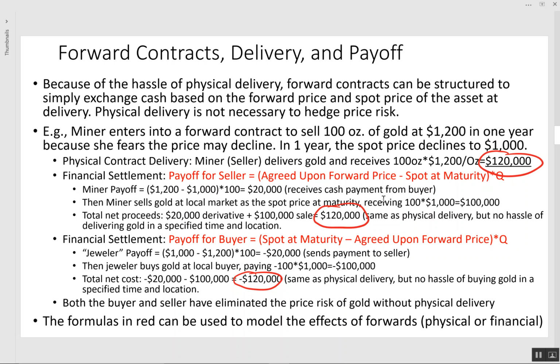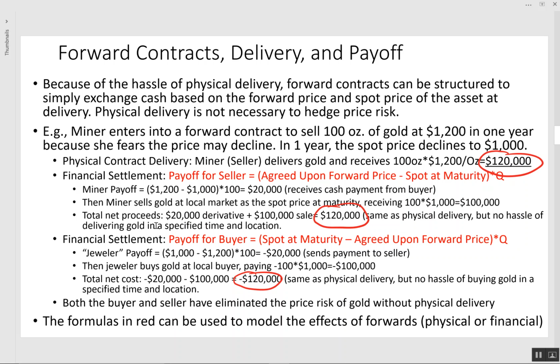Since it's a zero-sum game, we just swap these two payoffs and say it's the quantity times the spot price at maturity minus the forward price. So if the price of gold falls to $1,000, the jeweler has to write a check of $20,000 to the miner, and then they go out and buy cheap gold where they like to buy gold and pay $100,000. Bottom line is they know they are going to pay $120,000, and the miner knows they're going to get $120,000, even though they don't have a contract that calls for delivery.